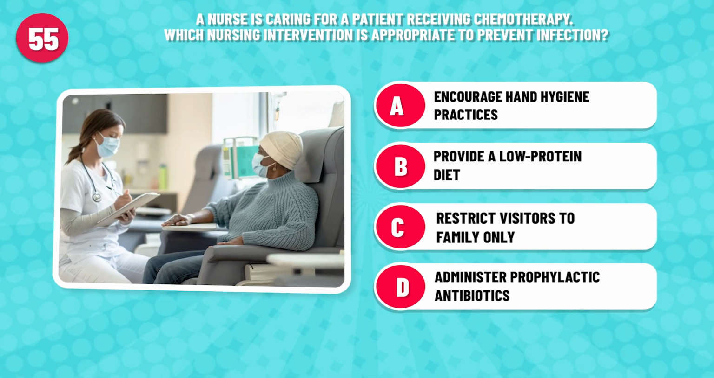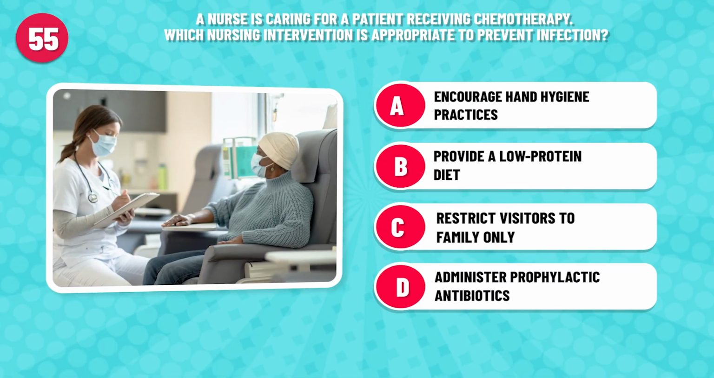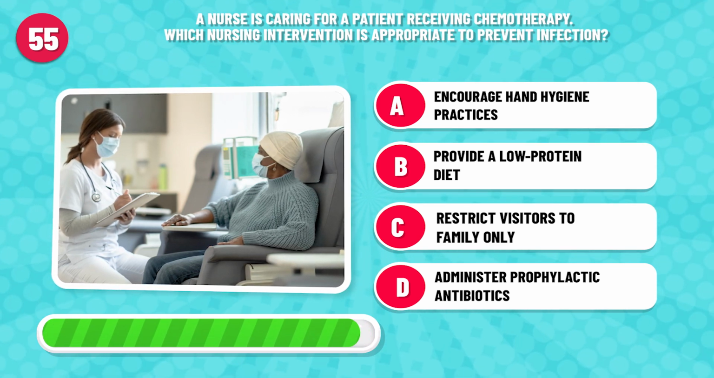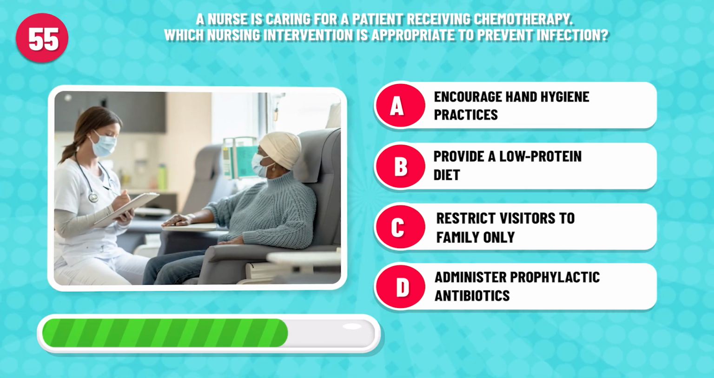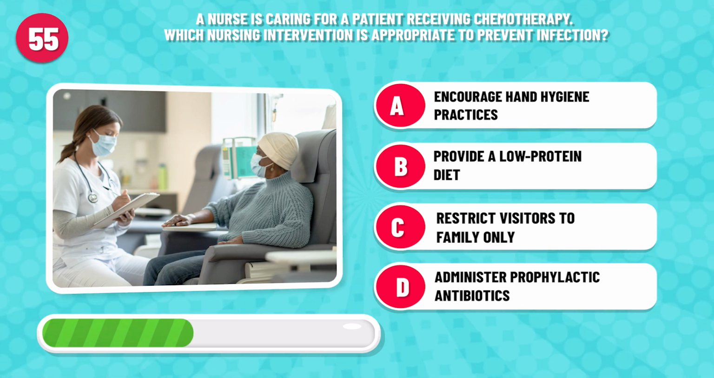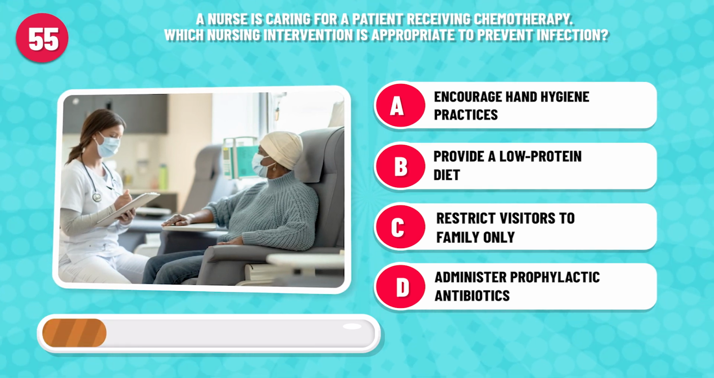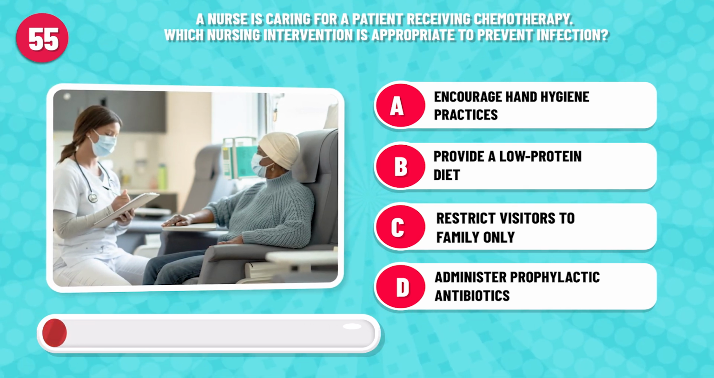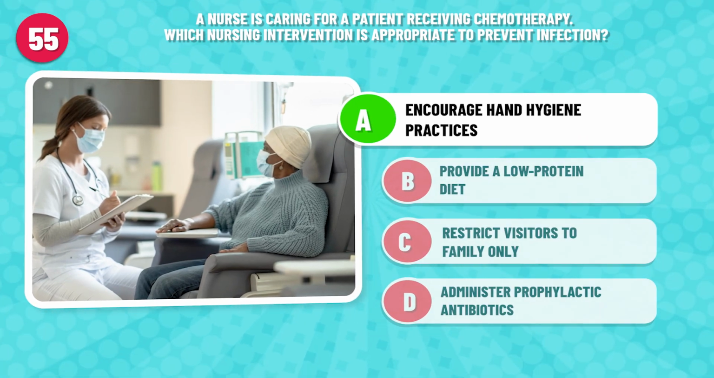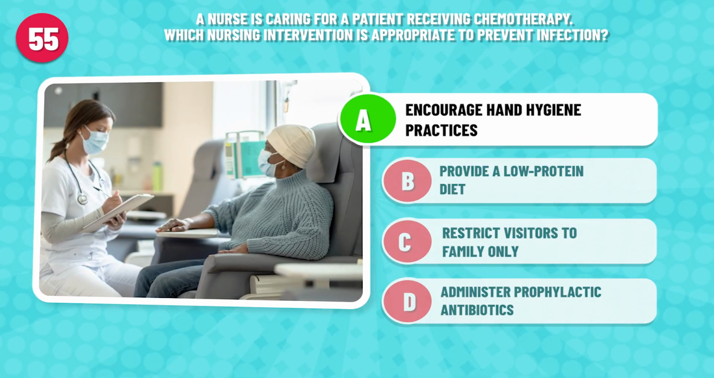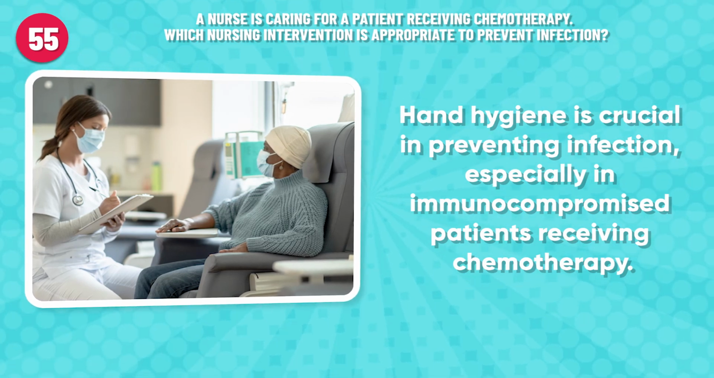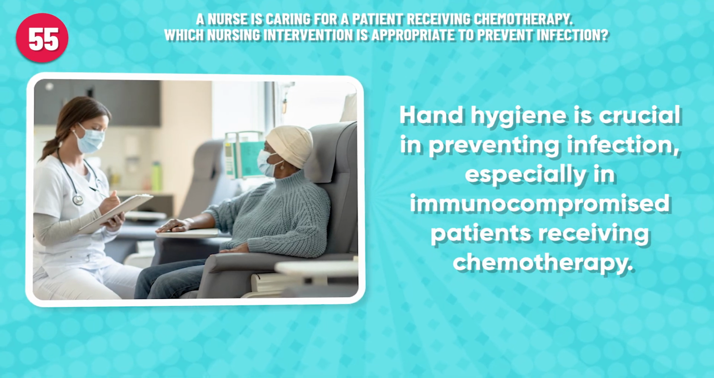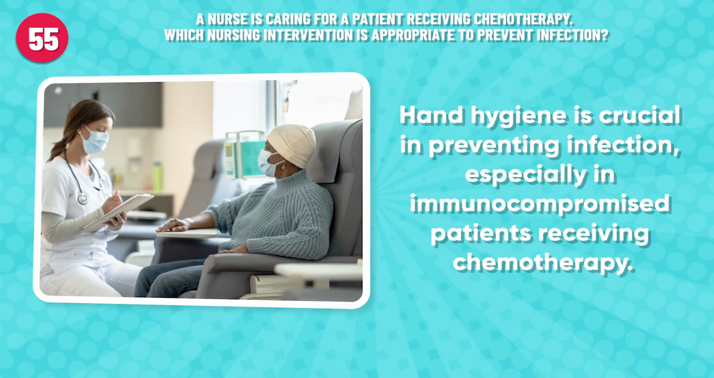A nurse is caring for a patient receiving chemotherapy. Which nursing intervention is appropriate to prevent infection? It's A. Encourage hand hygiene practices. Hand hygiene is crucial in preventing infection, especially in immunocompromised patients receiving chemotherapy.